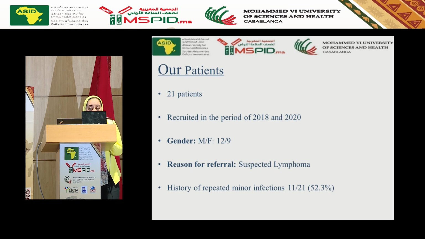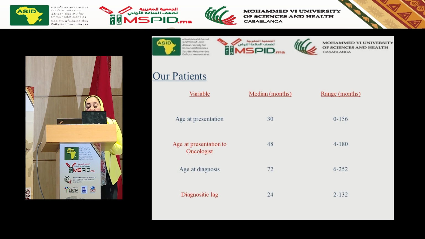So we had 21 patients coming with lymphoproliferation. They were recruited from the period of 2018 to 2020. They were 12 males and 9 females. The reason for the referral to the Children's Cancer Hospital was suspected lymphoma. As for the 10 warning signs, none of them had any of the 10 warning signs, except that 11 out of the 21 had a history of repeated minor infections. None of them necessitated hospitalization. Our patients had a median age of presentation of 30 months, and the age of presentation to the oncologist at the Children's Cancer Hospital was 48 months.